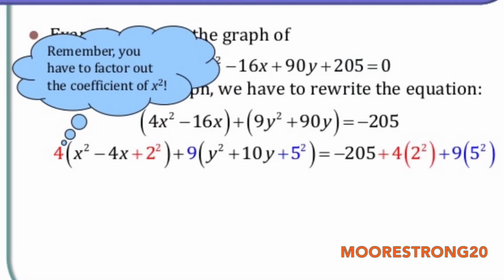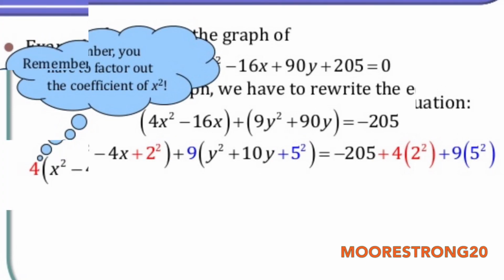Next, we factor out the coefficient by dividing the coefficient by the group. Then we use completing the square to simplify.